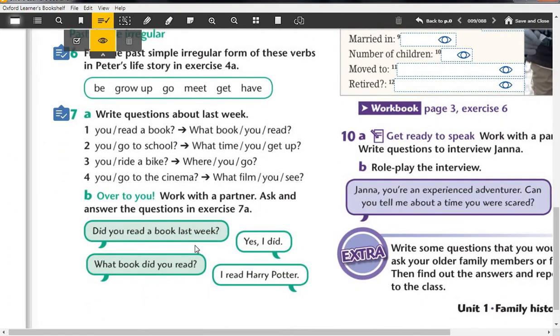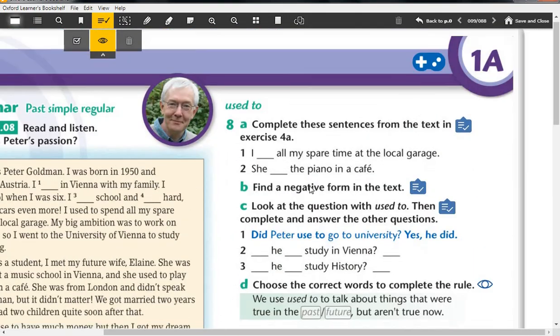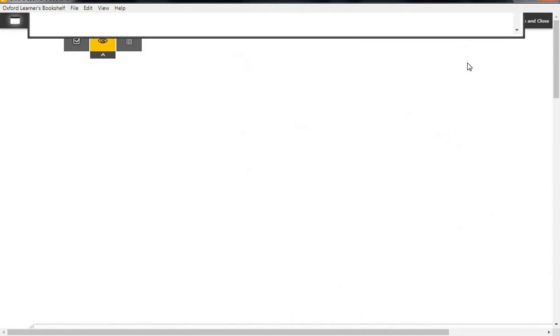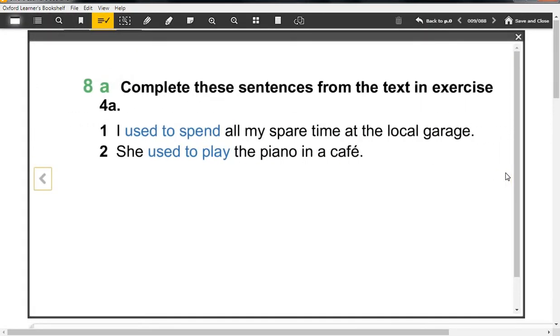Okay, we did this part, I said it to you. Now, use used to complete the sentences from the text in exercise 4a. 1. I used to spend all my spare time at the local garage. Spare time means free time here. Used to spend. Here, that means I used to spend all my spare time. I spent all my spare time, but now I don't spend, it means.